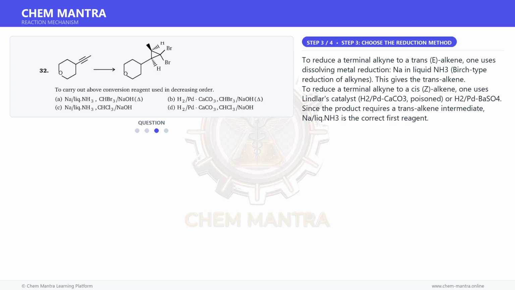To reduce a terminal alkyne to a trans, E, alkene, one uses dissolving metal reduction, Na in liquid NH3, Birch-type reduction of alkynes. This gives the trans alkene. To reduce a terminal alkyne to a cis, Z, alkene, one uses Lindlar's catalyst, H2/Pd-CaCO3, poisoned, or H2/Pd-BaSO4. Since the product requires a trans alkene intermediate, Na/liquid NH3 is the correct first reagent.